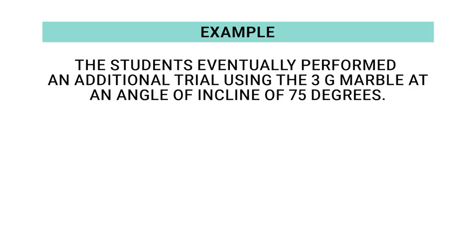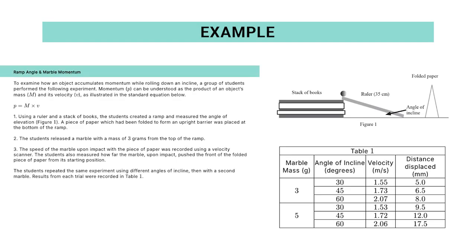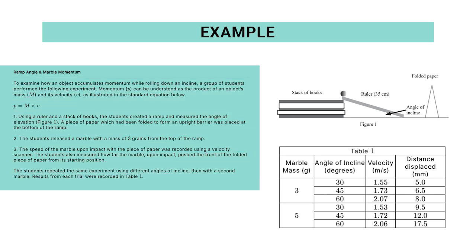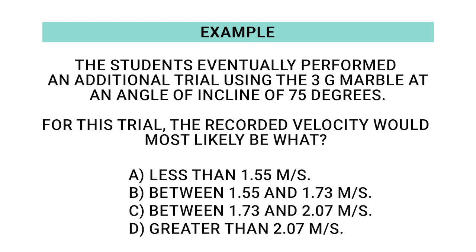The students eventually performed an additional trial using 3-gram marbles at an angle incline of 75 degrees. For this trial, the recorded velocity would most likely be what? In order to answer this question, I could read the entire Confusing Science passage with terminology and equations, or I could just look at the graph and see that as the angle increases, the speed of the object also increases. So the answer choice is D, greater than 2.07 meters per second.